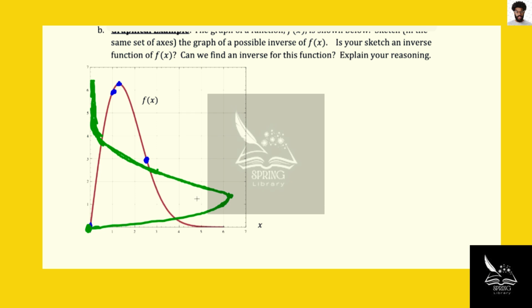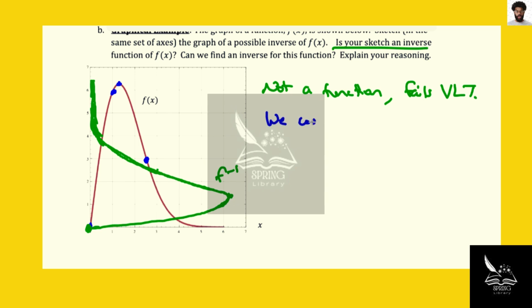Is this a function? No, because it fails the vertical line test. Can we find an inverse for the function? Yeah, we just did. You just invert points, but it won't be a function. Or we can make it a function if we restrict the domain. For instance, we could restrict the domain on the original function in order to have an inverse function.